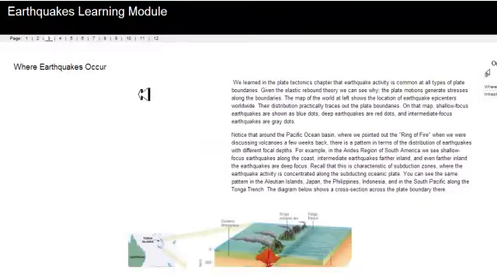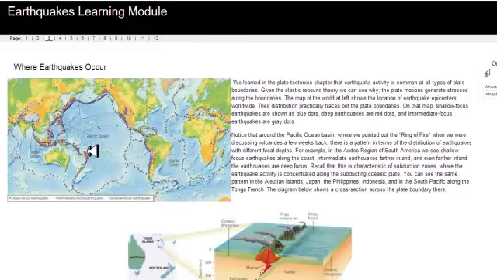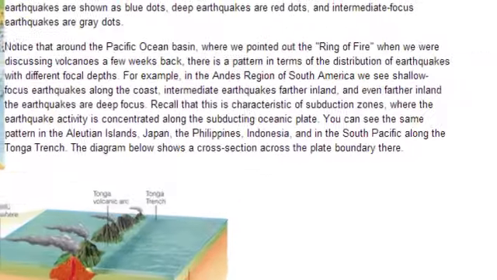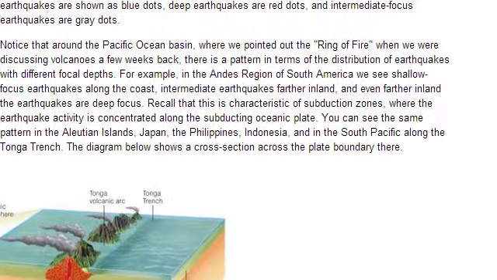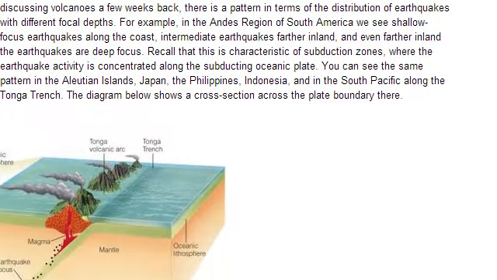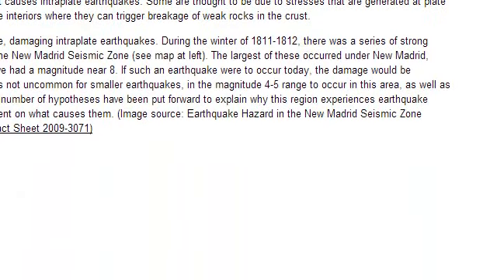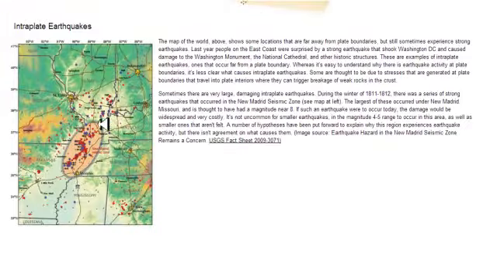Go to the next page here. It talks about where earthquakes occur. There's a map of the world showing how the epicenter locations for earthquakes that occurred over a 10-20 year period trace out the boundaries of the Earth's tectonic plates. And then there's the discussion of intraplate earthquakes, focusing on this example of the New Madrid seismic zone.